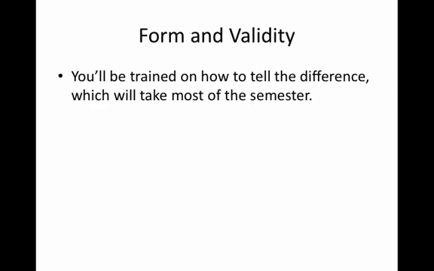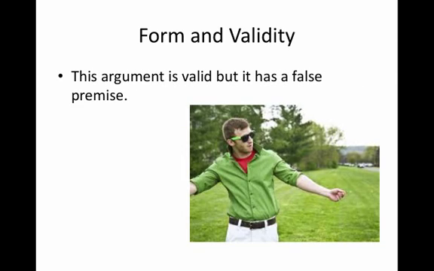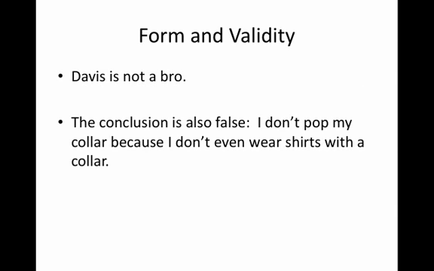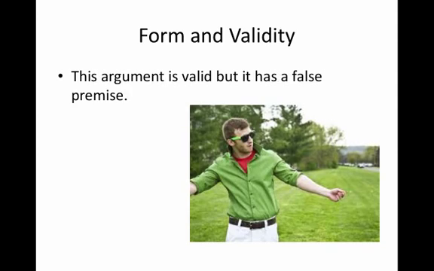Uh-oh, my computer froze. Okay, well, here's an important point. Valid arguments can have false premises and a false conclusion. Again, valid arguments can have false premises and a false conclusion. For example, if Davis is a bro, then Davis sports a popped collar. Premise 2, Davis is a bro, so Davis sports a popped collar. This argument's valid, even though the conclusion's false. It also has a false premise. For one thing, I'm not a bro. And I don't pop my collar because I don't even wear shirts with the collar. But the argument's valid because of the structure. And it's that structure we've seen. If P then Q, P so Q.